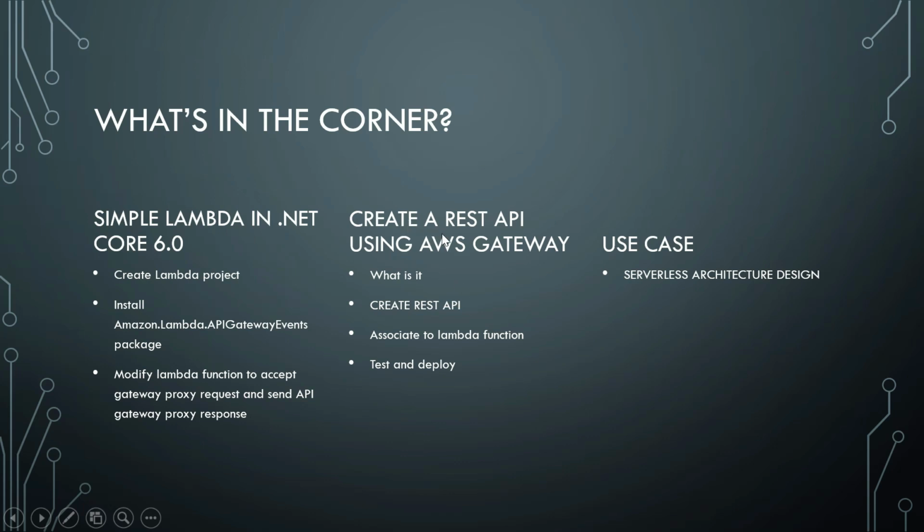Then we will see what AWS API Gateway is about, how you can create a simple REST API using AWS API Gateway in the console. Then we will associate the REST API to the Lambda function that we have deployed. Then we will test and deploy that particular REST API in the staging environment of our choice. And then we will see the use case, why we have to deploy a Lambda function and access it with AWS API Gateway, in which scenario it will be beneficial for us.